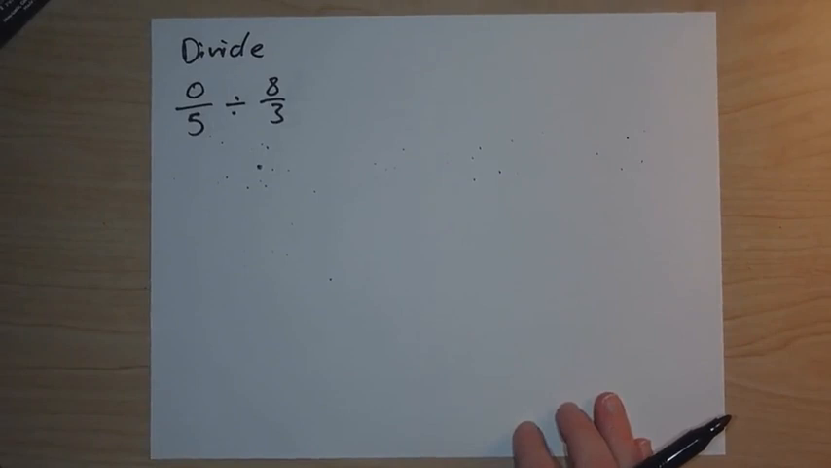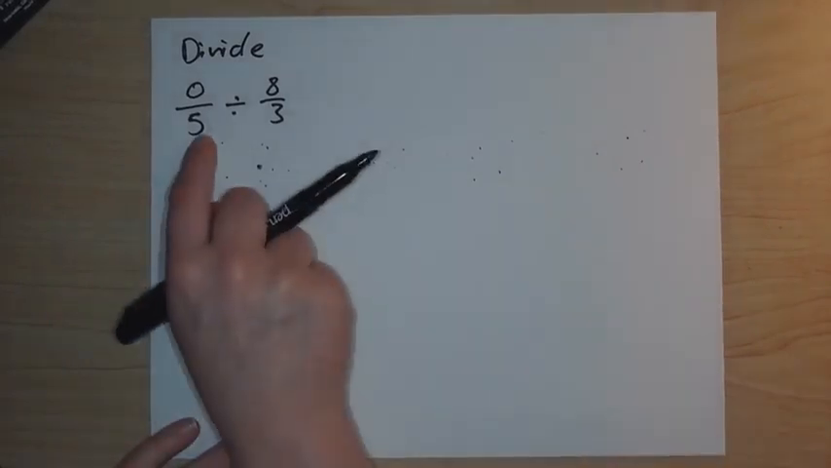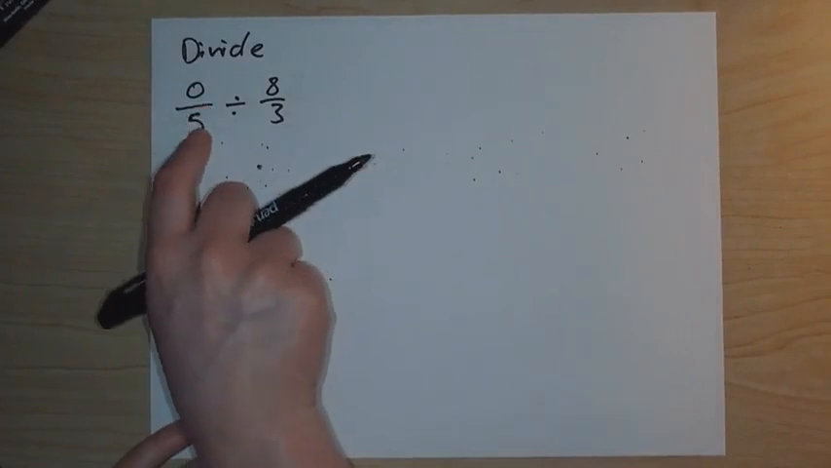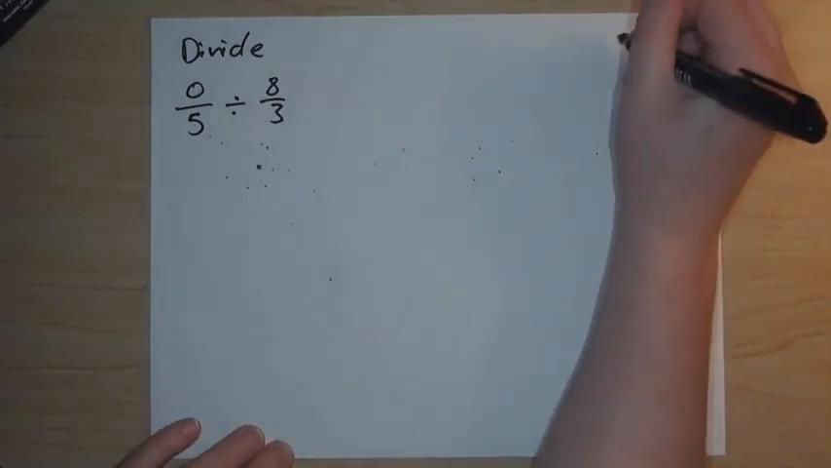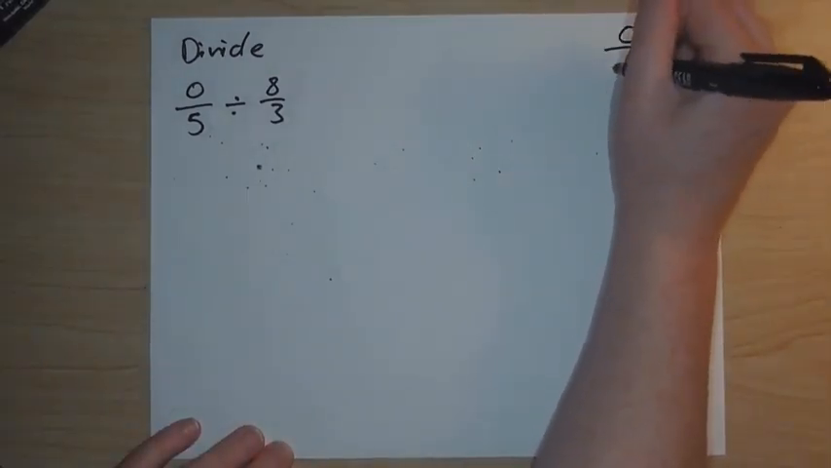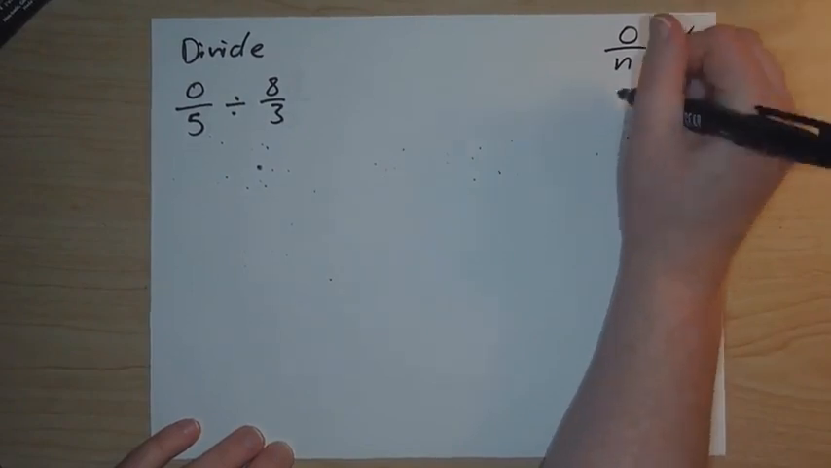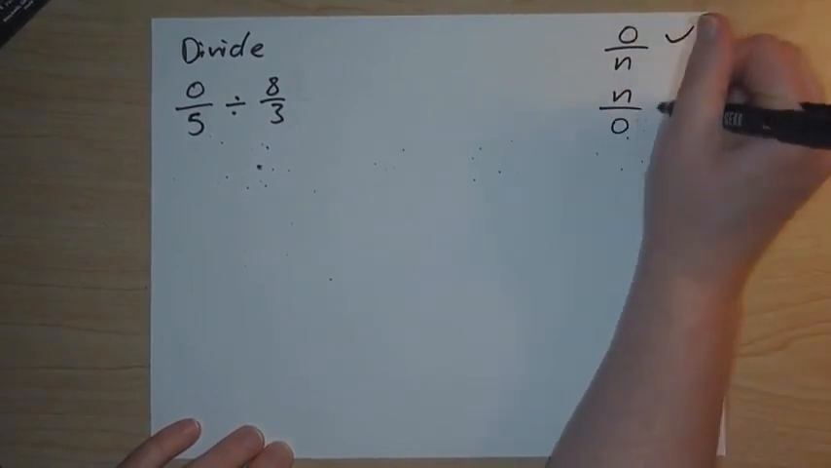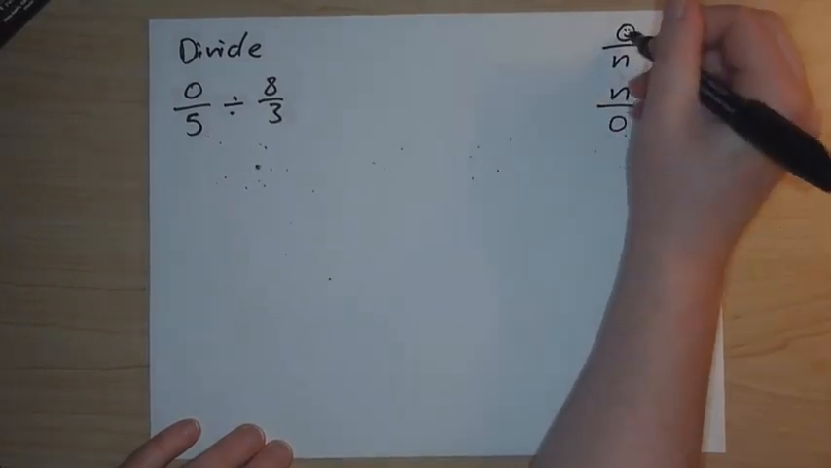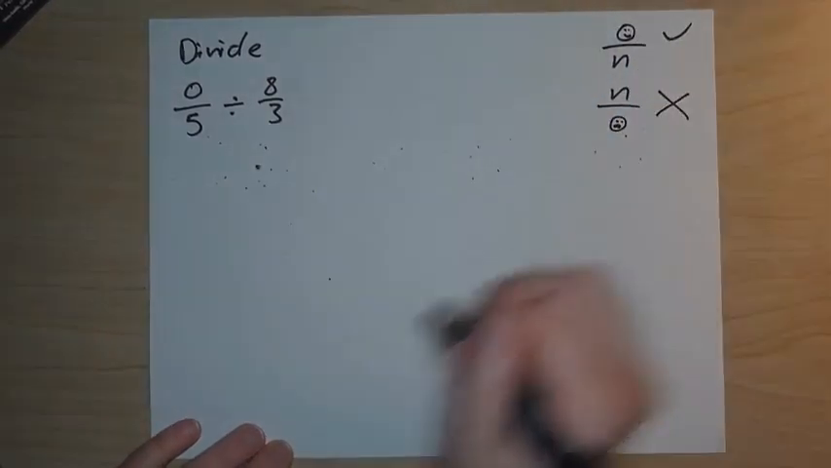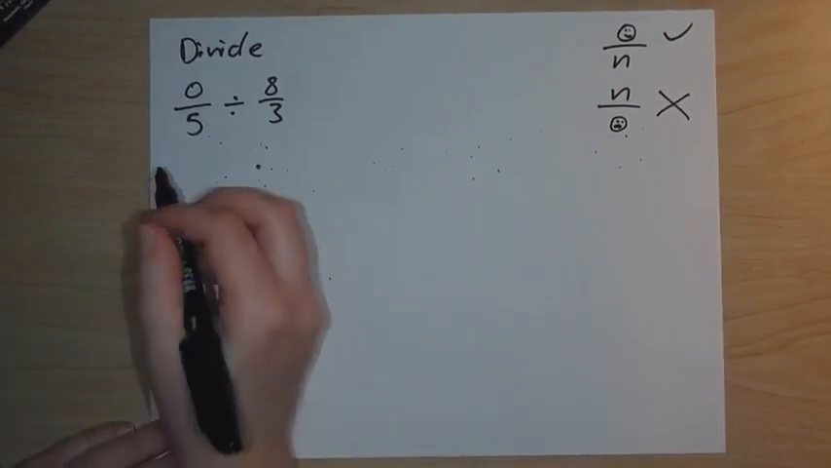Now we have this problem, and at first you may think, oh no, this is indeterminate, but the 0 is on top. Now 0 can be divided by anything, but you can't divide anything by 0. So if 0 is on top over whatever number, it's good. But if 0 is on the bottom, it's bad. Okay? So 0 on top, smiley face. If it's on the bottom, very sad face. Okay?